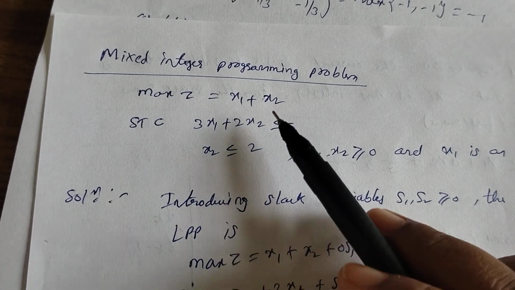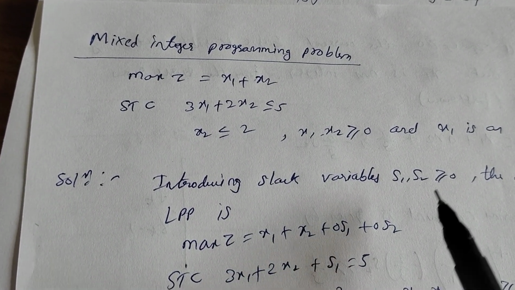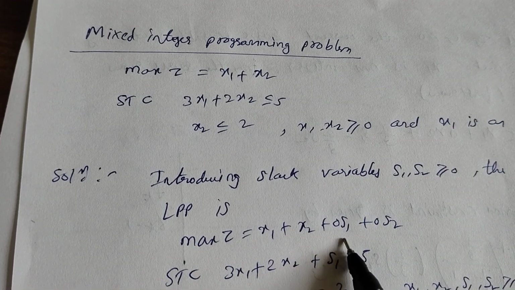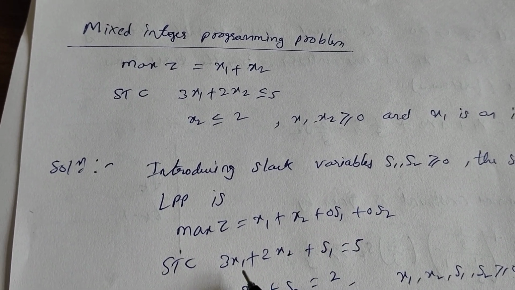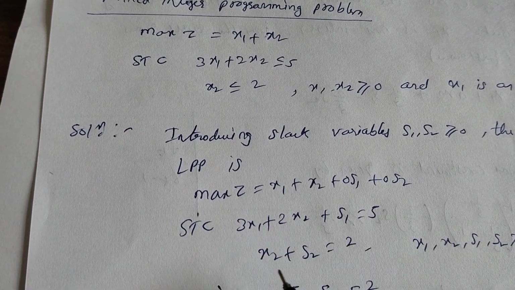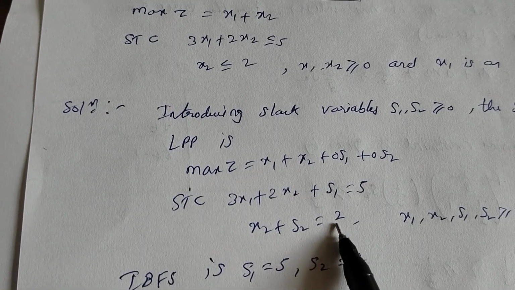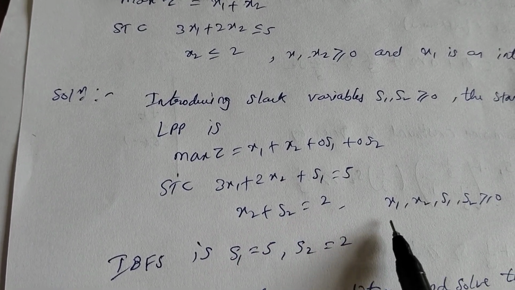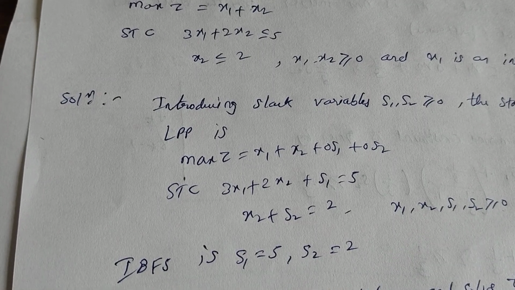The standard form of the above LPP becomes: maximize z = x1 + x2 + 0 s1 + 0 s2, since we have taken two slack variables, which are added to the objective function. Subject to the constraints 3x1 + 2x2 + s1 = 5, and the second slack is added for the second inequality so that it becomes equal to 2. Also x1, x2, s1, s2 are greater than or equal to 0.